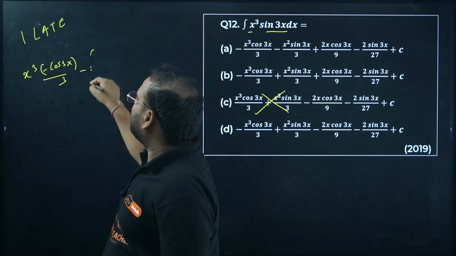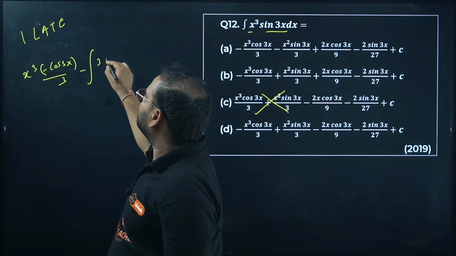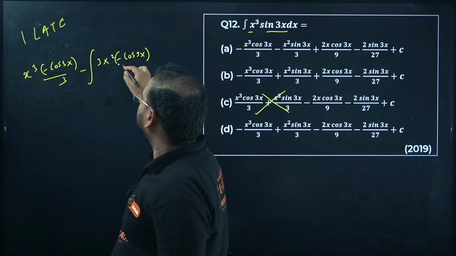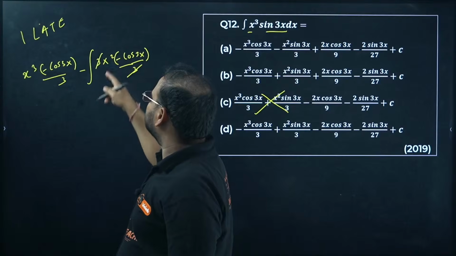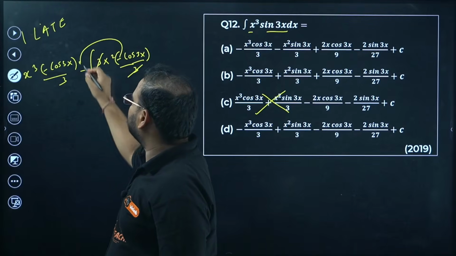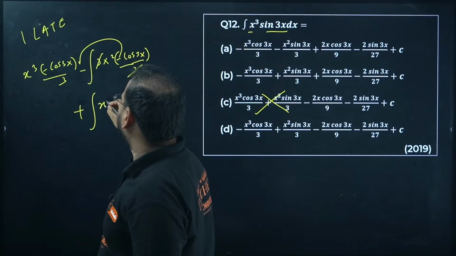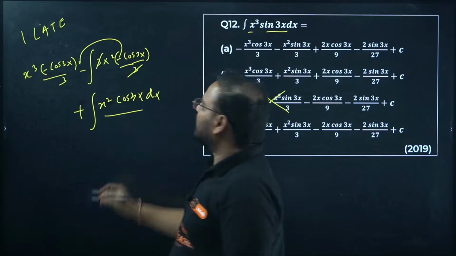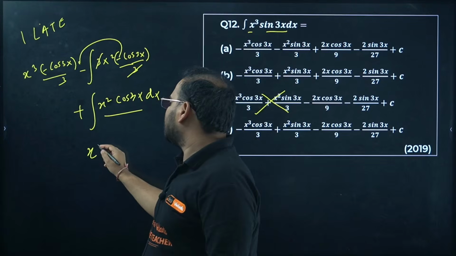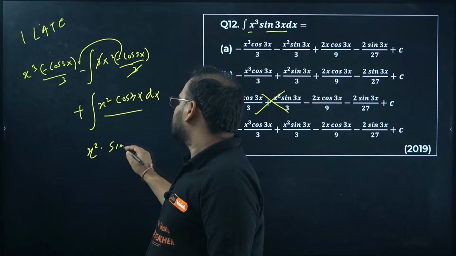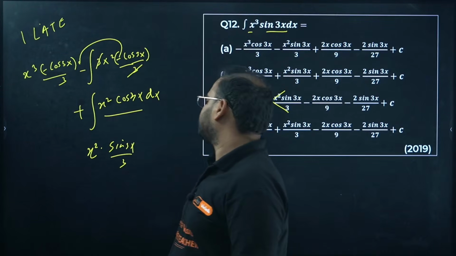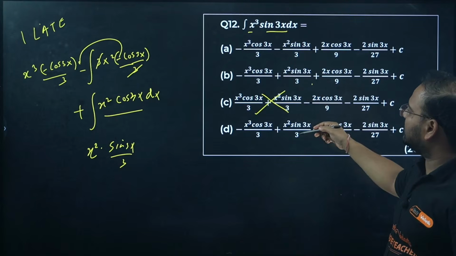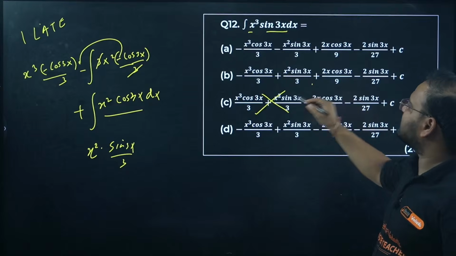Next term will be what? Minus sine derivative of x cube. You'll get here 3x square. This will be minus cos 3x by 3. So this 3 and this 3 cancel. Now you'll have this minus and this minus clubbed together as plus integration of x square cos 3x. Okay, again you have to apply by parts. You'll have x square as it is, integrate cos, sine 3x by 3. Check the option. Option B and D look the same, but if you solve you're going to get the option as B only.